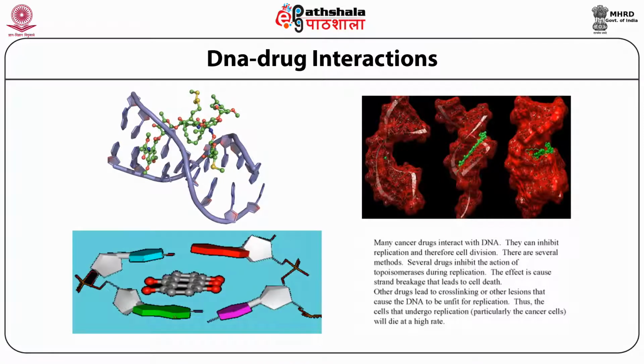Here we talk about the DNA drug interactions. Many cancer drugs interact with DNA. They can inhibit replication and therefore cell division. There are several methods. Several drugs inhibit the action of topoisomerase during replication. The effect causes strand breakage that leads to cell death. Other drugs lead to cross-linking or other lesions that cause DNA to be unfit for replication. Thus, cells that undergo replication, particularly cancer cells, will die at a high rate. Here the different types of interactions of the drug are shown, like groove binding and intercalating agents.